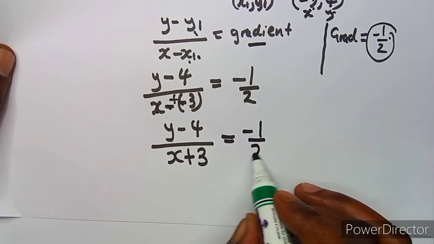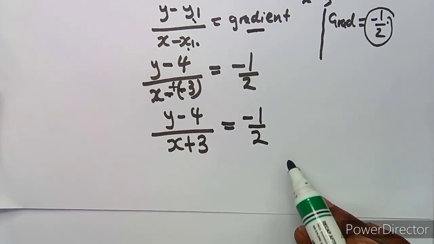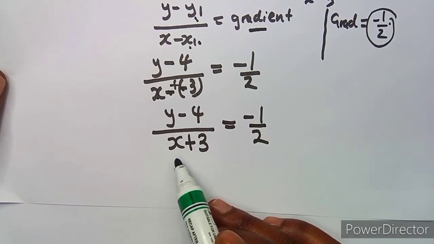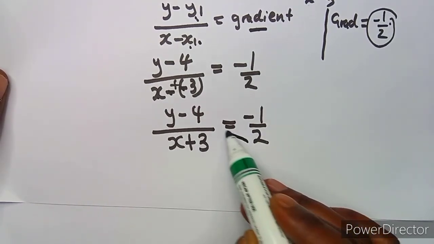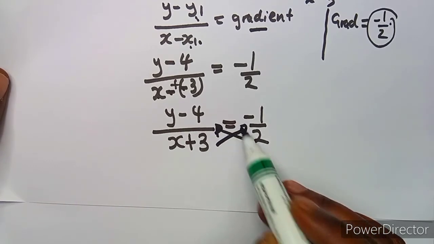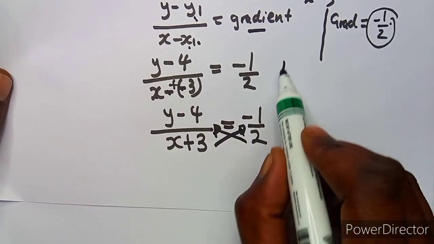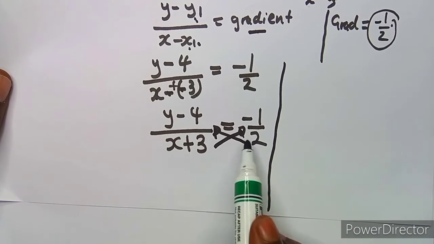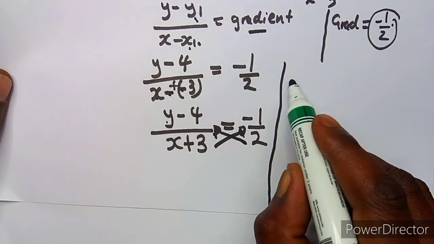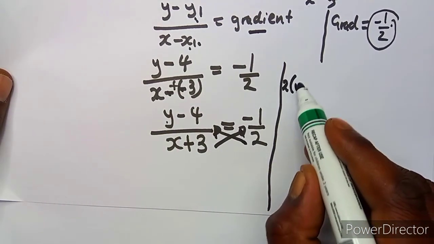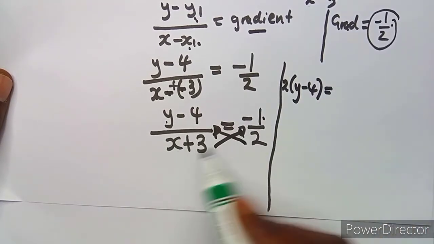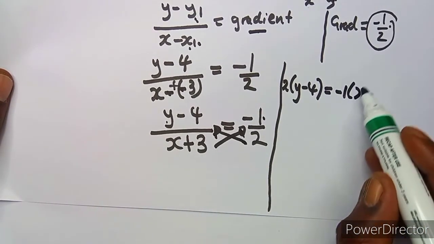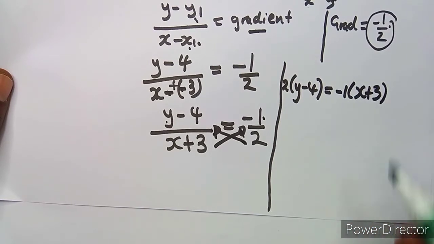Okay, so what am I going to do? I can cross multiply everything here. There are so many ways, but let's cross multiply and see what you're going to have. So if we cross multiply, you're going to have 2 times y. Let's just open a bracket, y minus 4 like that, which is equal to minus 1, which is going to affect x plus 3. So you open a bracket so that you don't miss this.